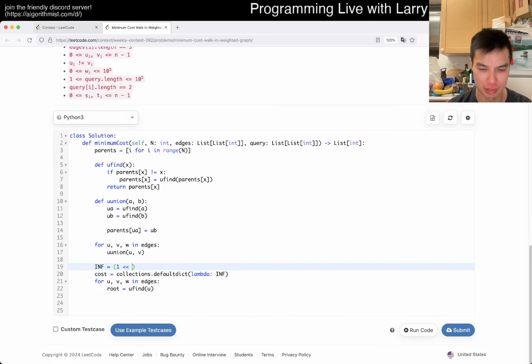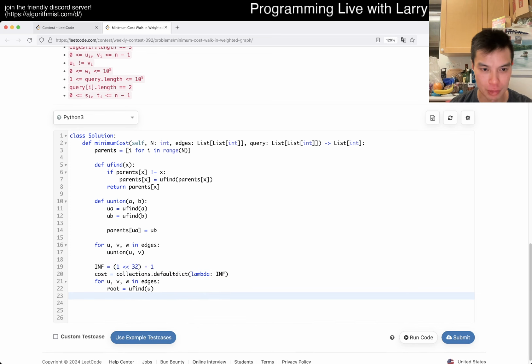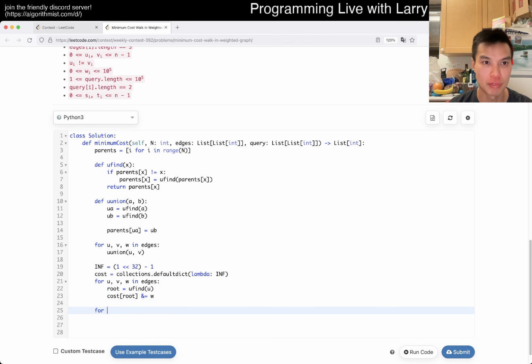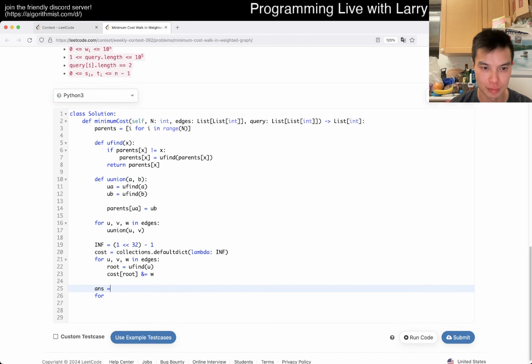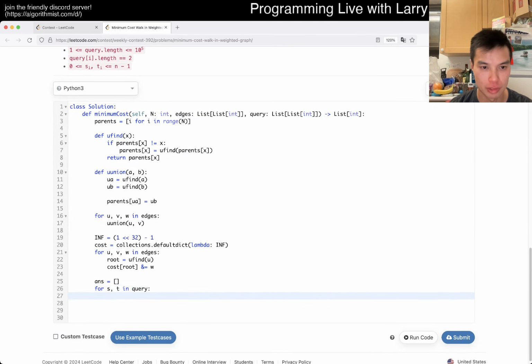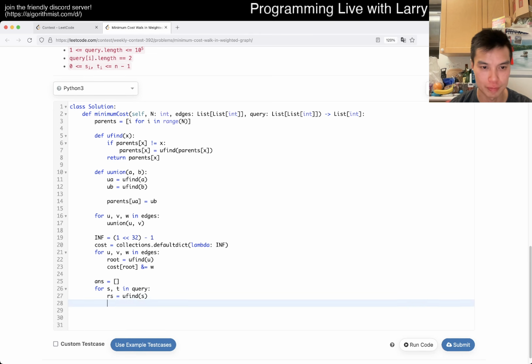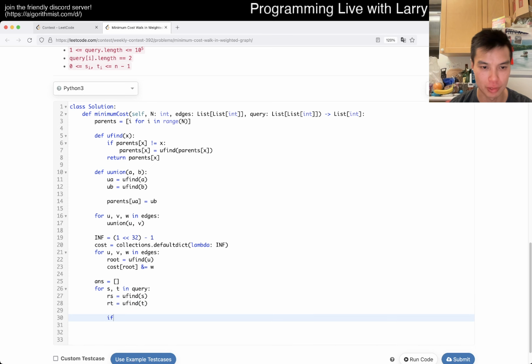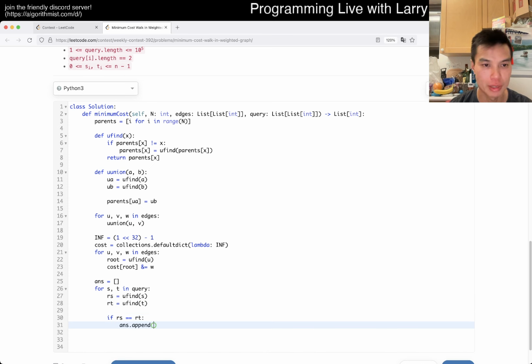Into the fifth, what is that? I don't know what that is. So I'm just going to do this. Okay. All right. And then okay. All right. And now for the query, we want root equal to find of S. If all this is equal to RT, then insert, append cost of RS, else negative 1.